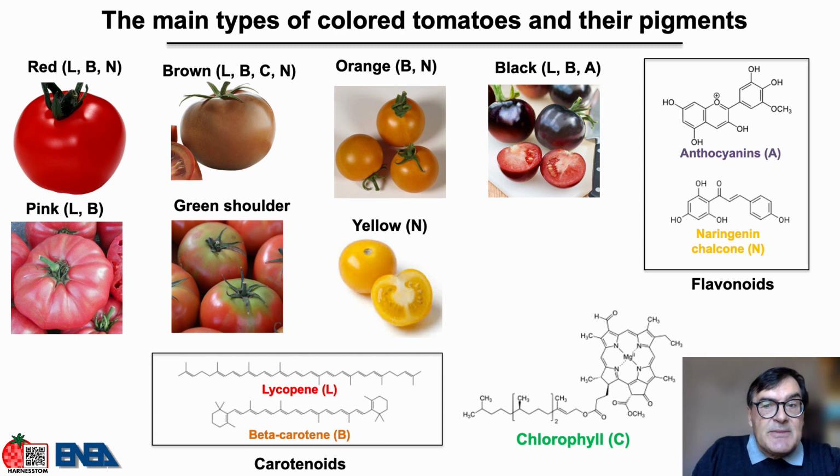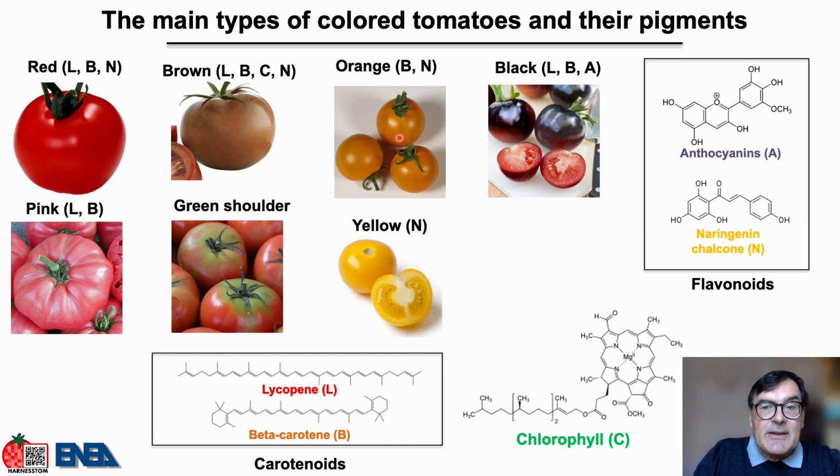Usually, chlorophyll is present only in unripe tomatoes, but in some types it remains also during late ripening, resulting in a brown color, like the Kumato variety represented here. Sometimes chlorophyll remains in the apical part of the tomato, resulting in the so-called green shoulder. The green shoulder sustains photosynthesis in the ripe fruit, resulting in higher sugar content.